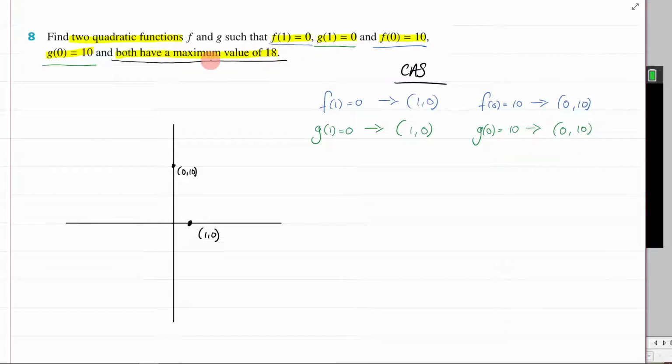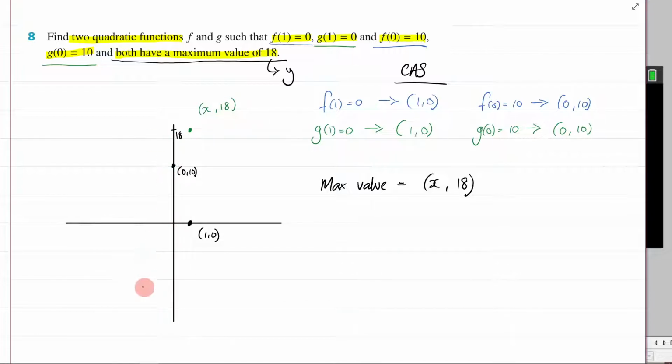Okay, next. We are also told that both have a maximum value of 18. Now, whenever you're talking about a maximum or minimum value, it's always referring to the y. So this is saying that the max value is equal to, I don't know what the x is, but I know that the y is going to be 18. So if I come here for a moment and mark that as 18, that's going to be my maximum. So I know that one graph is going to be over here. I don't know what the x is. I know this is 18. I know it has to go through this y-intercept.